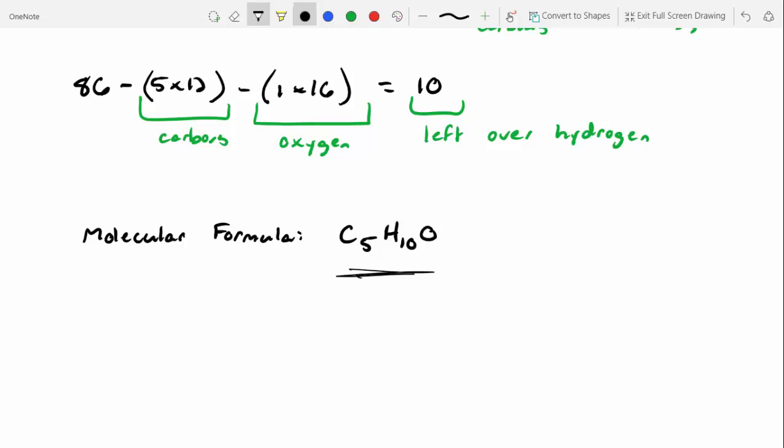So let's just throw down an example here. 1, 2, 3, 4, 1, 2, 3, 4, 5. It could be this, right? Or 1, 2, 3, 4, 5, it could be this. We really have no information regarding the functional group knowing what we know right now. We just know the molecular formula.